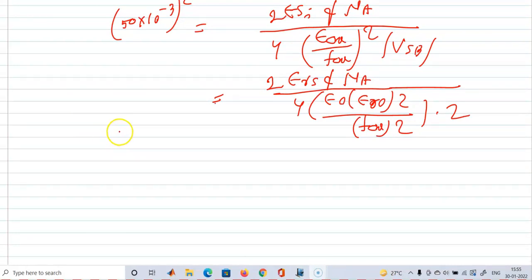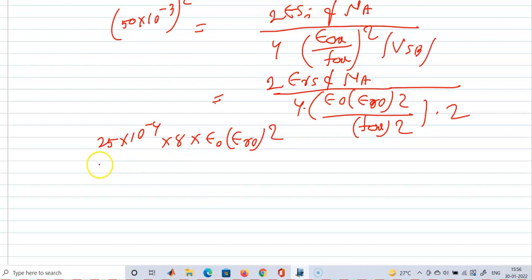So this side, when you square it, you will have 2.25, and already you have 10 to the power minus 3, with one 0 gone, 10 to the power minus 2, so 25 into 10 to the power minus 4. Then you have into 8, because 4 into 2 is 8, into epsilon naught, then epsilon r oxide squared. This much has gone into the multiplications.